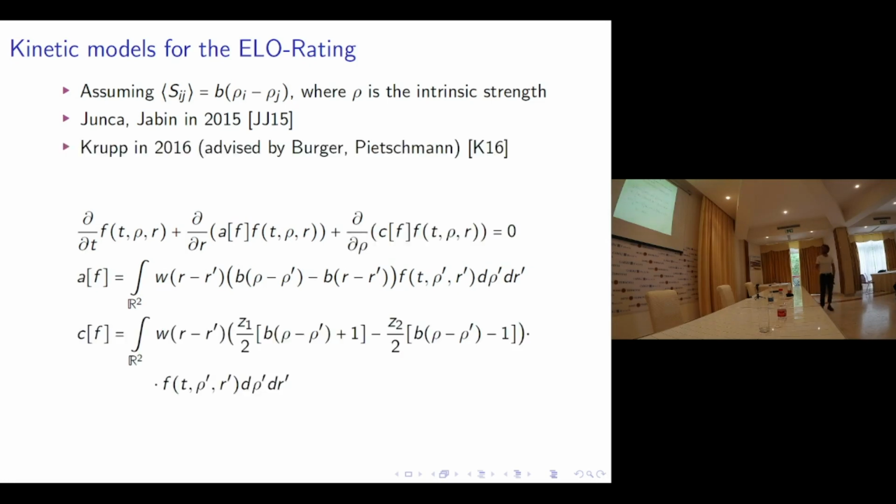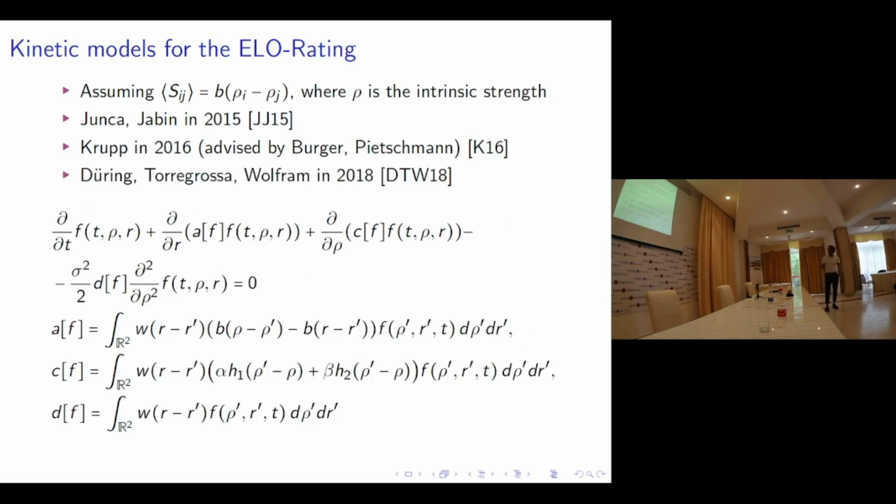And one year later, there is a very nice master thesis, but sadly in German, where Katja Krupp, advised by Burger and Pietschmann, whom I think most of the kinetic people know, derived a new model where they also introduced learning effects, because obviously we learn when we are playing, also when we are losing. So we have here now also a third term, and we have transport also in strength. This model is not a conservation law anymore, so we lose all this conservation of mass, and the rating for all players increases, going to the moon, like the Bitcoin people would say. They could not really show anything analytically, just numerics, but it's just a master thesis.